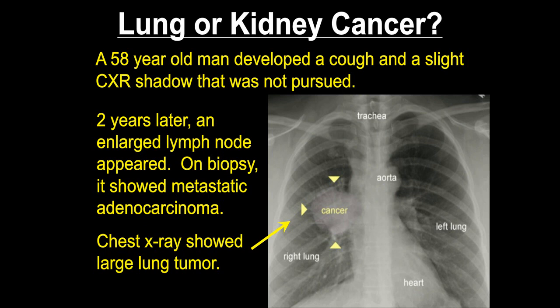2 years later, he had an enlarged node in the supraclavicular area, which means above the clavicle, on that same side. When that node was biopsied, it showed metastatic adenocarcinoma, which is a kind of cancer. And a chest X-ray at the time of that lymph node biopsy showed that there was a walnut-sized nodule in this fellow's lung. And you can see there it's highlighted.